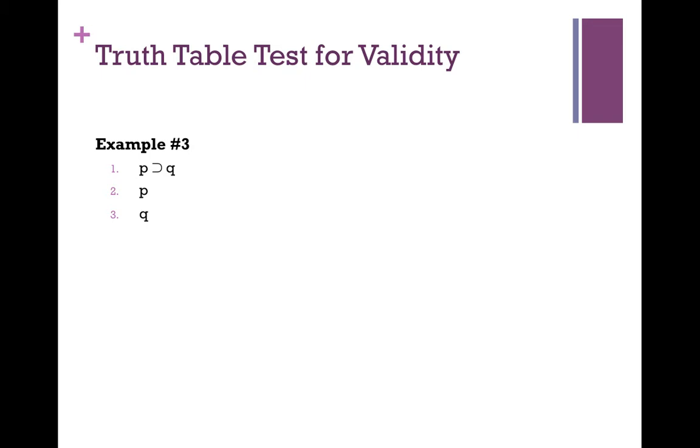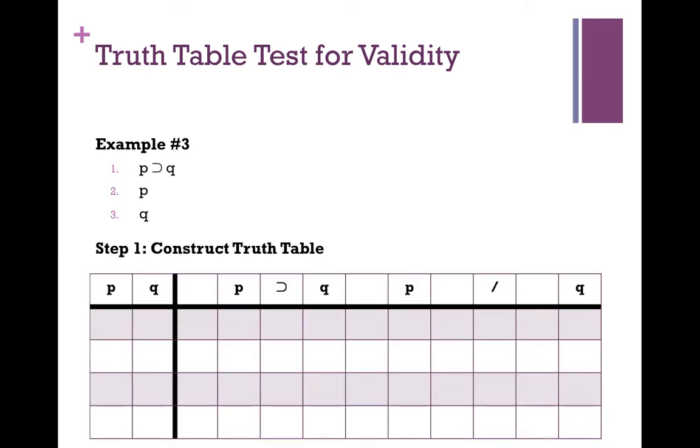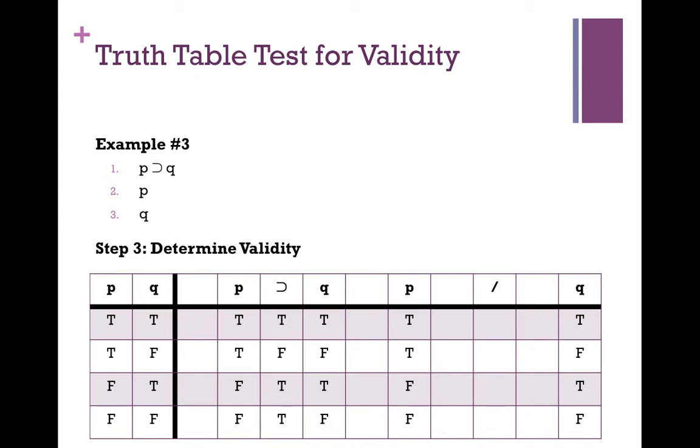And here we have a case of modus ponens. And so you know that this is valid, but we're going to prove that. Step 1, construct our truth table. Here it is, just like the previous examples. Step 2, we fill in the truth values or complete it. Now, I just went ahead and took the liberty to do that because this one's pretty easy. And then what we do is we come to step 3 and we determine validity.